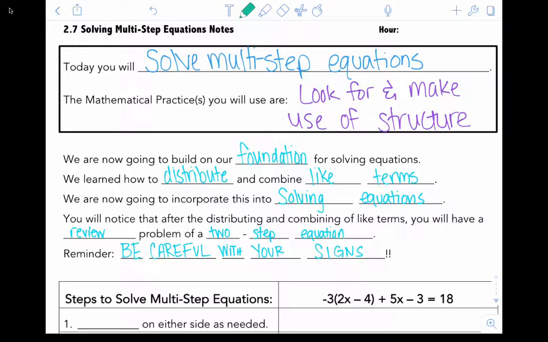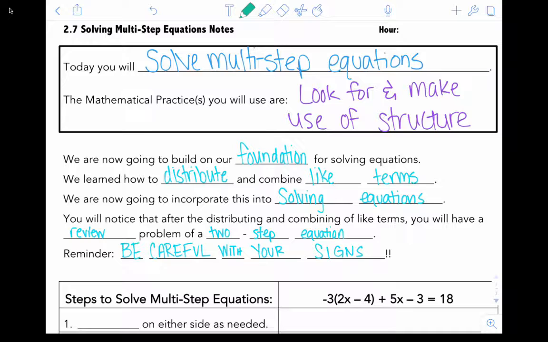So when we do this, we're going to use everything that we have learned up until this section within this unit. That is our foundation that we've been working on, and we're going to put all of that together to solve multi-step equations. So we're going to build on that foundation for solving equations. That foundation was distributing, combining like terms, two-step equations, the fractions. We might have a couple problems that have fractions in them, so we'll have to know how to do those operations. But when we learned how to distribute and combine like terms, we're now going to incorporate that into solving these equations.